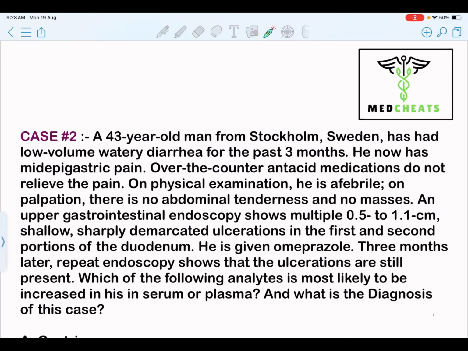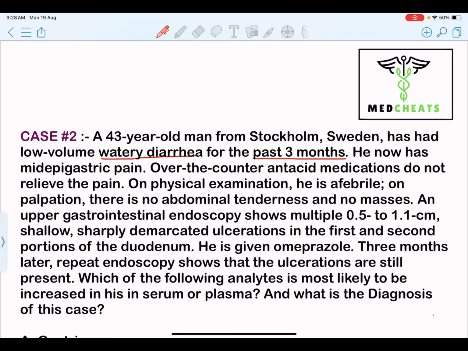Here we have case number 2. In the previous case we discussed somatotroph adenoma, but here we have case number 2. A 43-year-old man from Stockholm, Sweden has had low volume watery diarrhea. So the patient has had the watery diarrhea for the past 3 months. He now has mid epigastric pain.